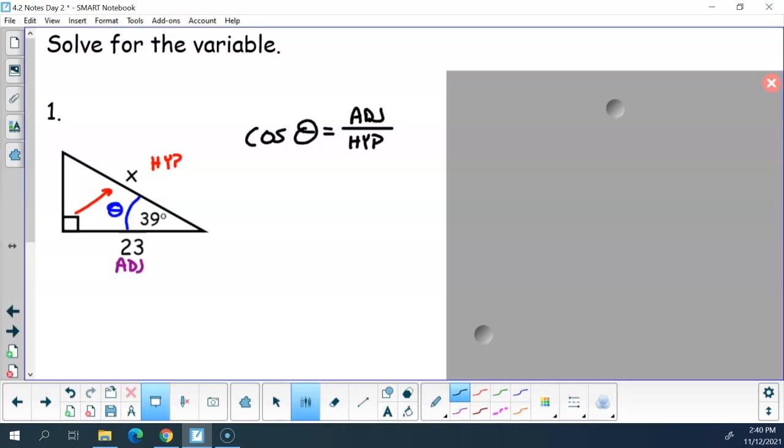So then we can say that the cosine of 39 degrees is equal to 23 over x. Multiply both sides by x, then divide by cosine of 39 degrees. But really, what we can do is just flip-flop those two. So we can say x equals 23 over cosine of 39 degrees.